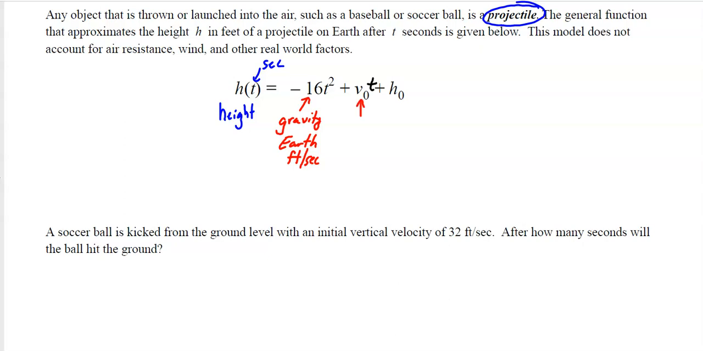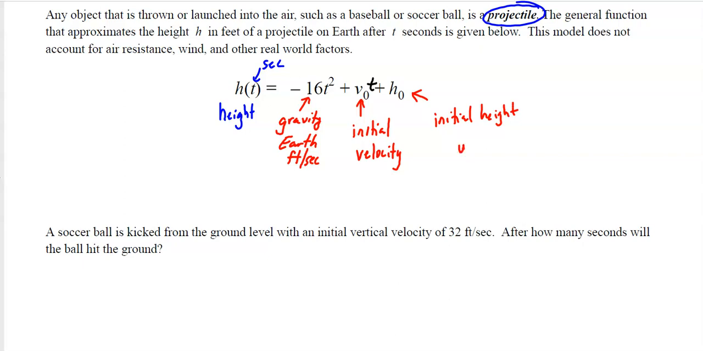V sub 0, this is the initial velocity. You know, how hard am I kicking or throwing the ball? Or if it's free fall, you use 0. That term's gone because your initial velocity is 0 if you just drop something. But if you're throwing something, it's going to have some sort of force. And then h sub 0, this is going to be the initial height.